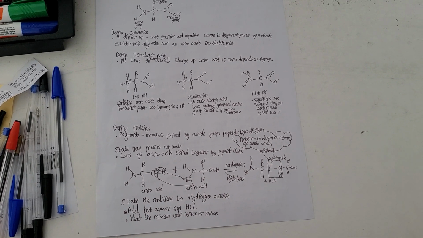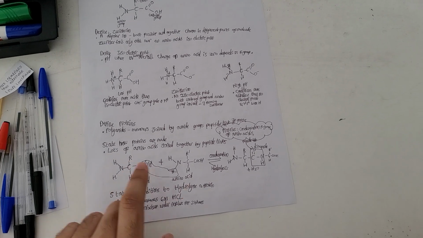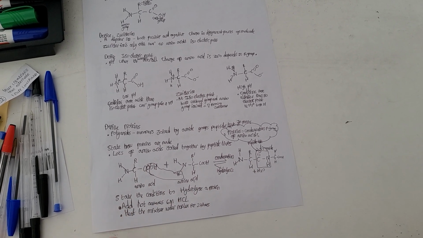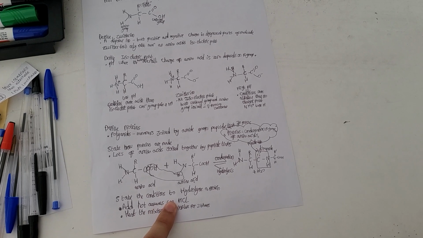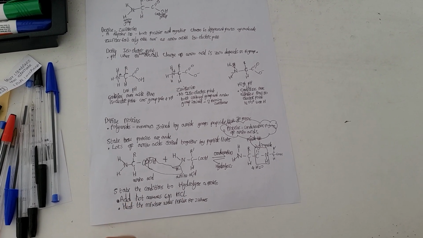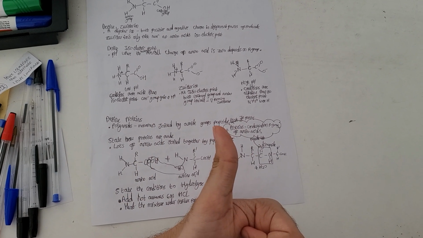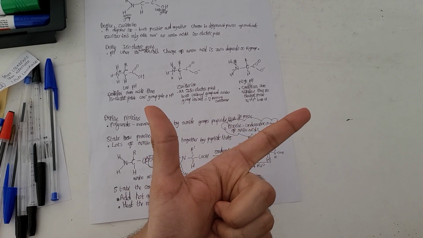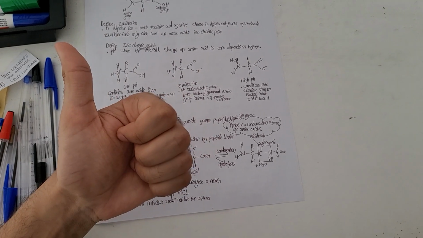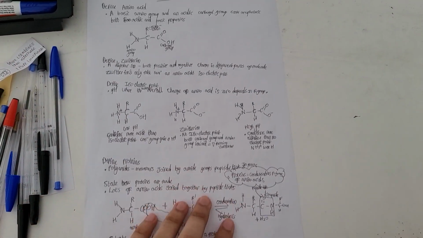But you need to know the conditions to hydrolyze a protein. So to go from your dipeptide to your two amino acids, you need to know the conditions. Add hot aqueous 6 molar hydrochloric acid, and heat the mixture under reflux for 24 hours. And that's to hydrolyze protein.